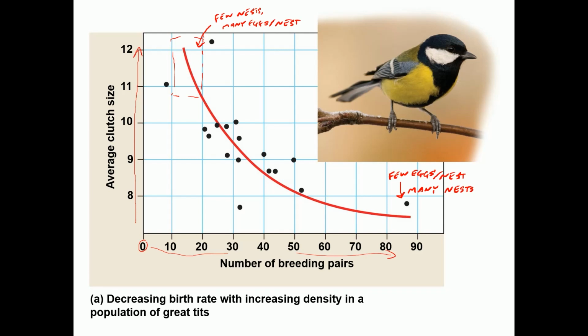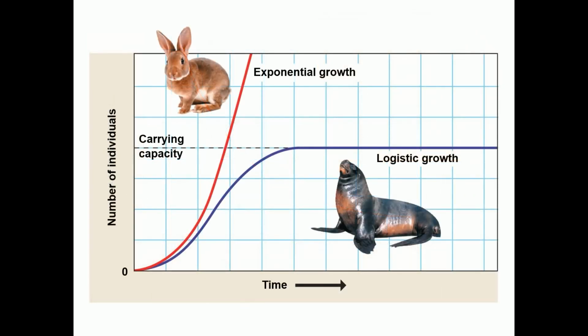So on the next slide, we have once again the exponential growth curve, which remember is a J-shaped growth curve, and any species will experience it if they're given unlimited resources in their environment.